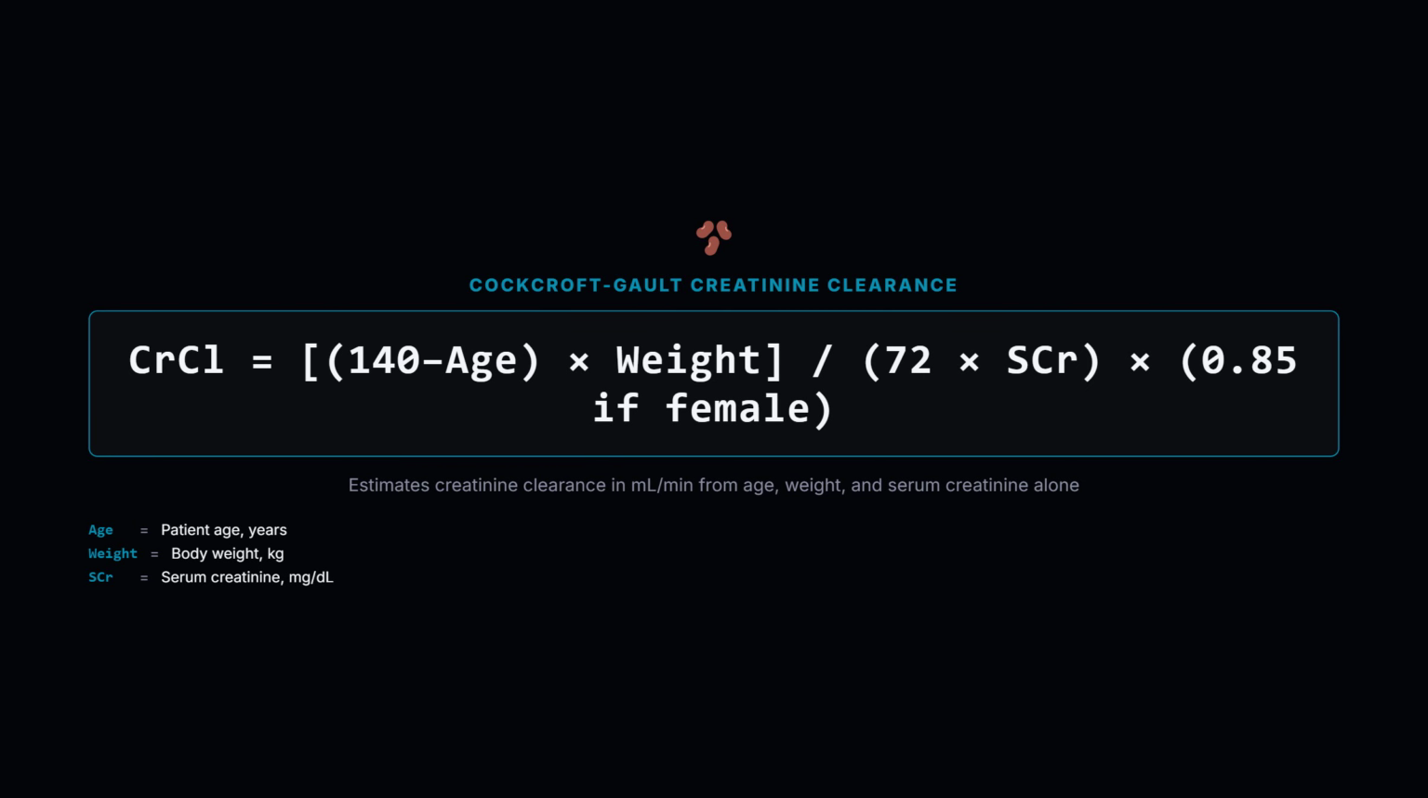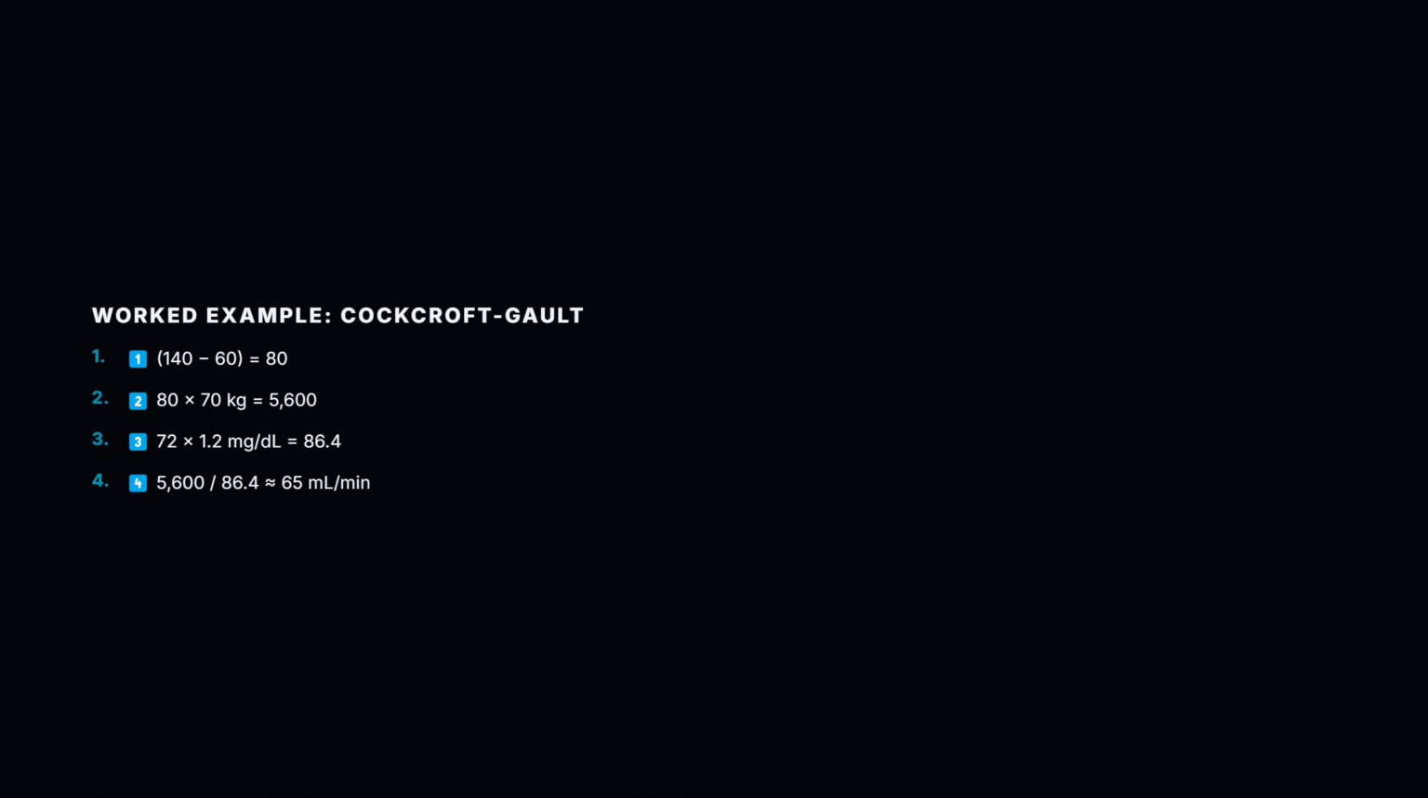Cockcroft-Gault estimates creatinine clearance from a single serum creatinine, without needing a full 24-hour urine collection: 140 minus age, times weight in kilograms, divided by 72 times serum creatinine, multiplied by 0.85 for female patients. Worked example: a 60-year-old male, 70 kilograms, serum creatinine 1.2 mg/dL. Clearance equals 140 minus 60 times 70, divided by 72 times 1.2, working out to roughly 65 milliliters per minute, mildly reduced from a normal of around 90 to 120.